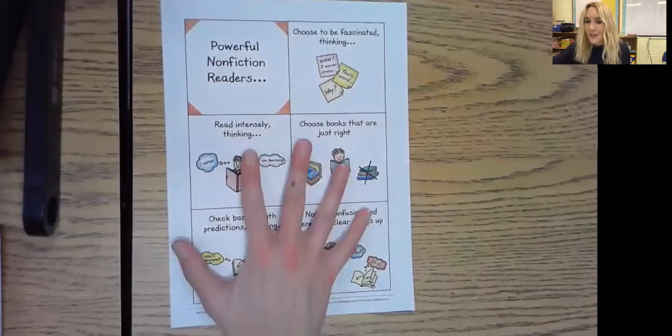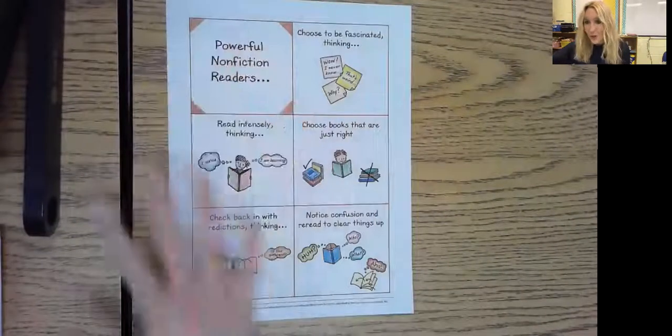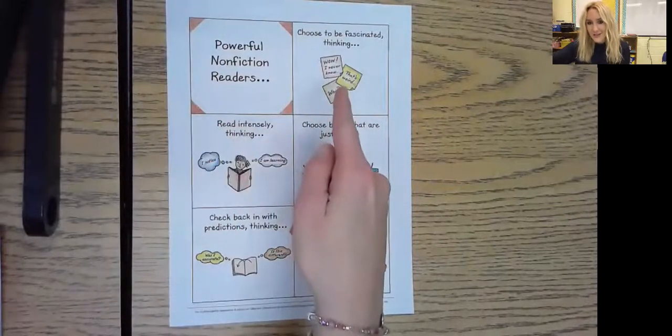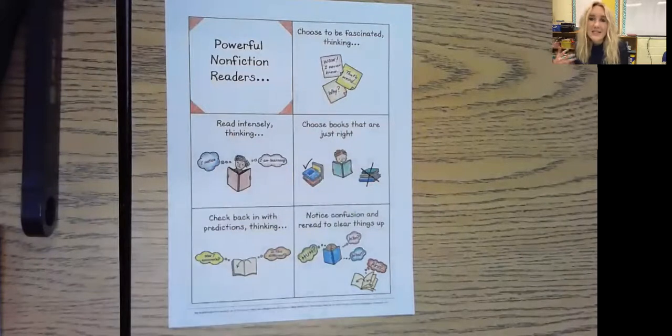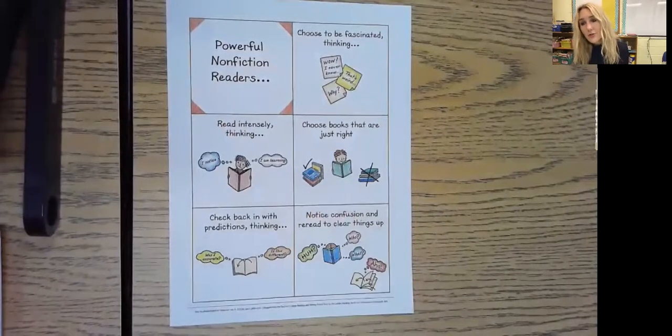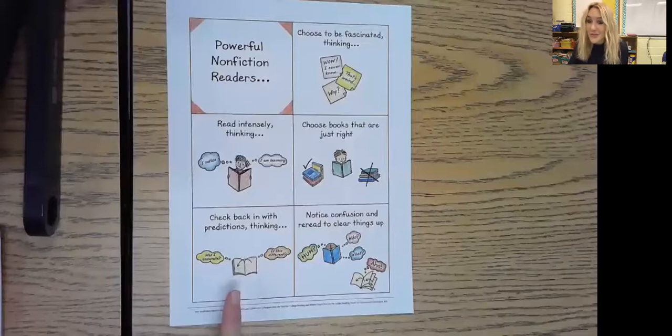Before we part from our work, let's just remember the hard work that you did put in. You worked to choose to be fascinated by your texts. You thought deeply, intensely, noticing details, considering what you're learning from each text. You chose texts and articles that were just right for you, thinking about the level of comfortability as well as your interest. You made predictions and then checked back on those predictions, being okay with making revisions as you went, and then also noticing confusion, rereading to clear up that confusion, and also reading on.